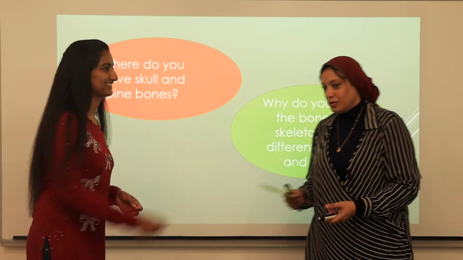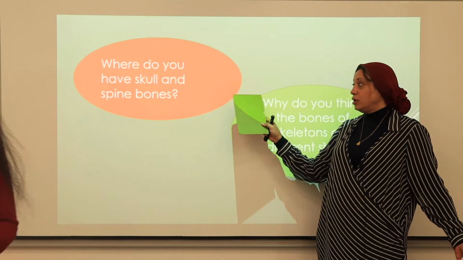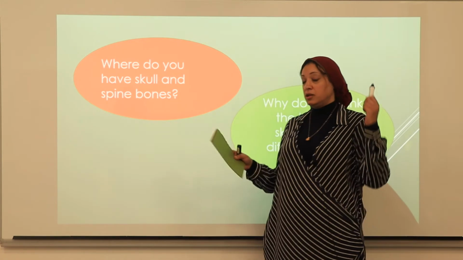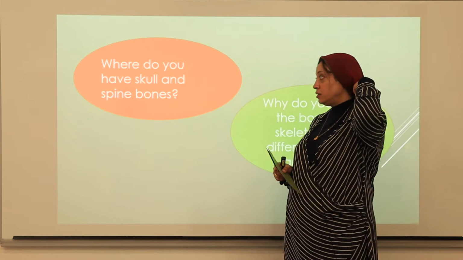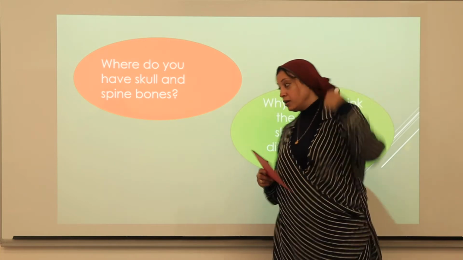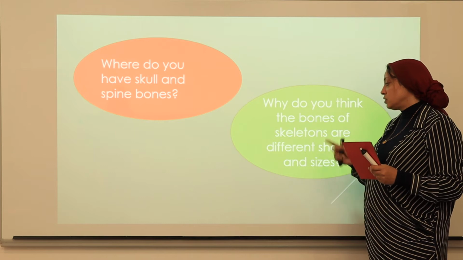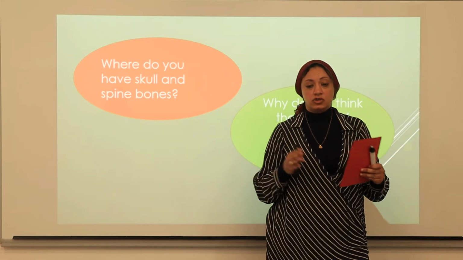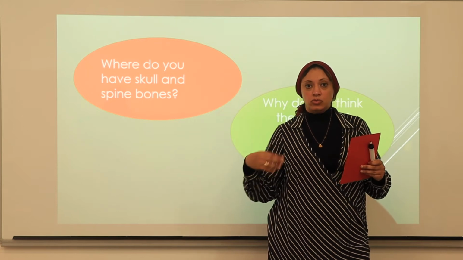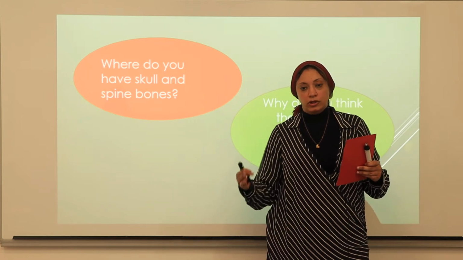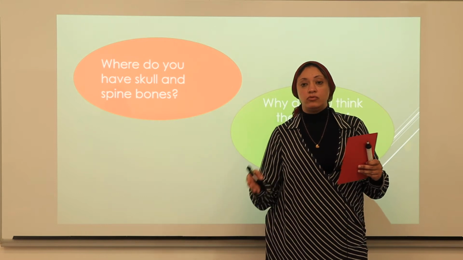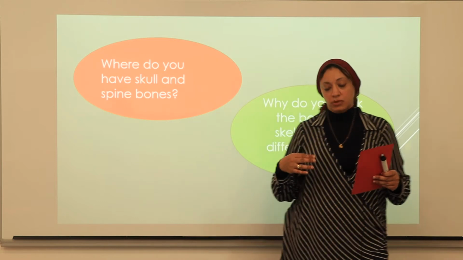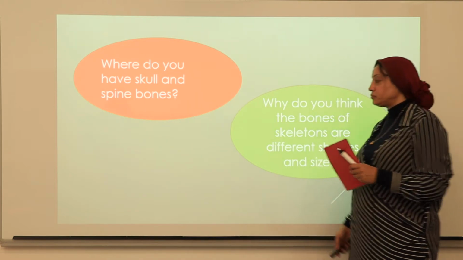Thank you. Okay, so here the skull and the spine. The skull in your head and the spine at the back. And why do we have the skeleton with different bones in size and shape? Because it helps the body to do different activities like moving or protecting some organs like the heart and the brain, the lungs also.